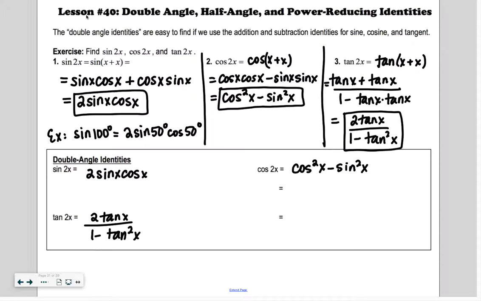The other 2 we can get with the Pythagorean identity. Do you guys know what I mean by Pythagorean identity? It's the most important identity: sine squared x plus cosine squared x equals 1. You remember that one? Do you guys know why that's called the Pythagorean identity?